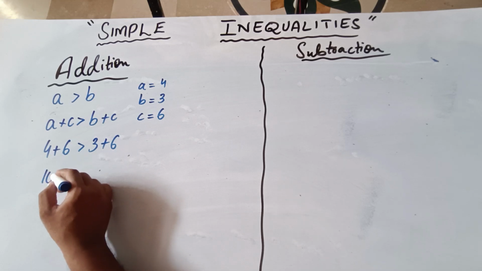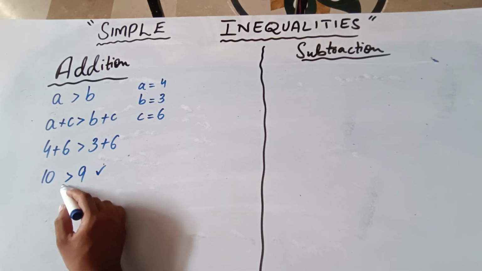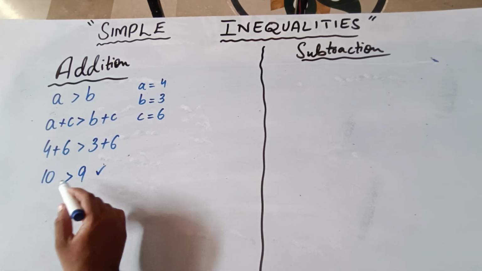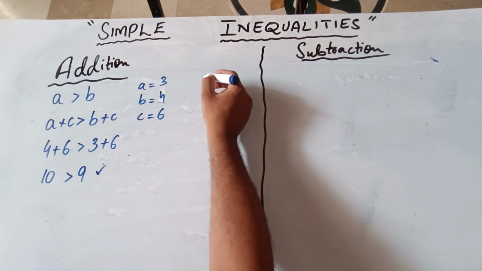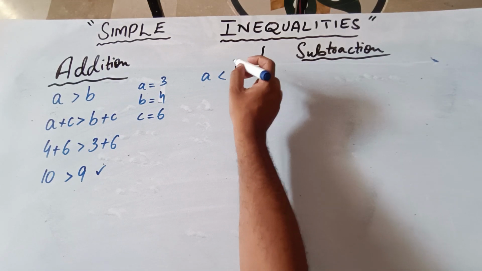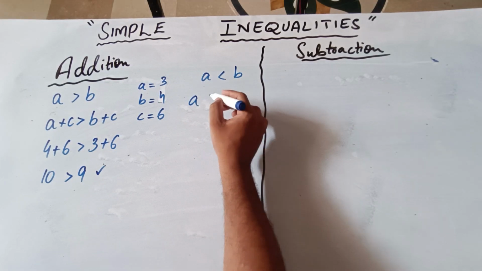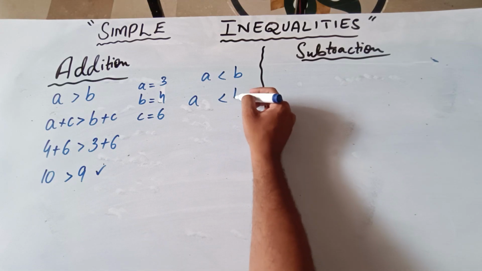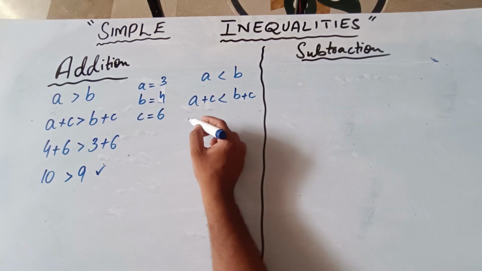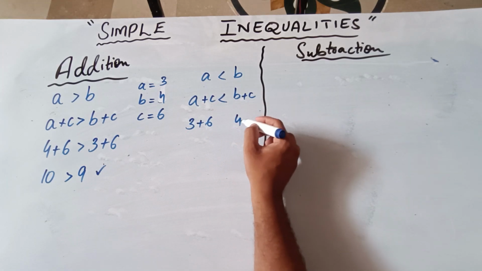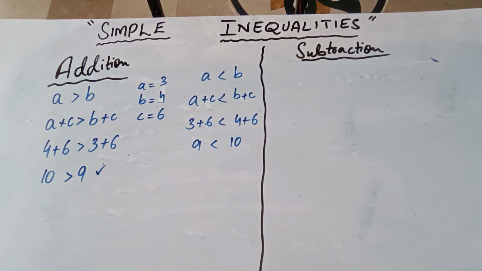Now 4 plus 6 is 10, which is greater than 3 plus 6, which is 9. You can see that the inequality sign is satisfying the numbers: 10 is greater than 9. Now we can switch the values for this inequality: A is lesser than B, where the value of A is lesser and the value of B is bigger. If we add or subtract a number from both sides, the inequality sign will remain the same. So 3 plus 6 and 4 plus 6, the inequality sign remains the same: 9 is lesser than 10.